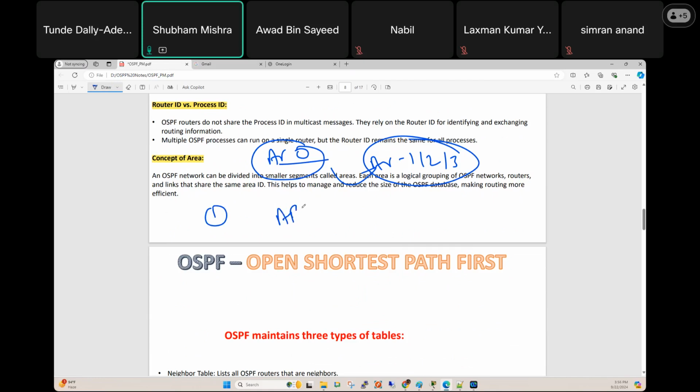Next one is ABR router. ABR router means one interface will be in area 0 and another interface will be in a different area. That means ABR. ASBR: one interface will be in OSPF, another interface will be in a different routing protocol. Then that router is called ASBR. So I already explained these things, right? Yes or no?